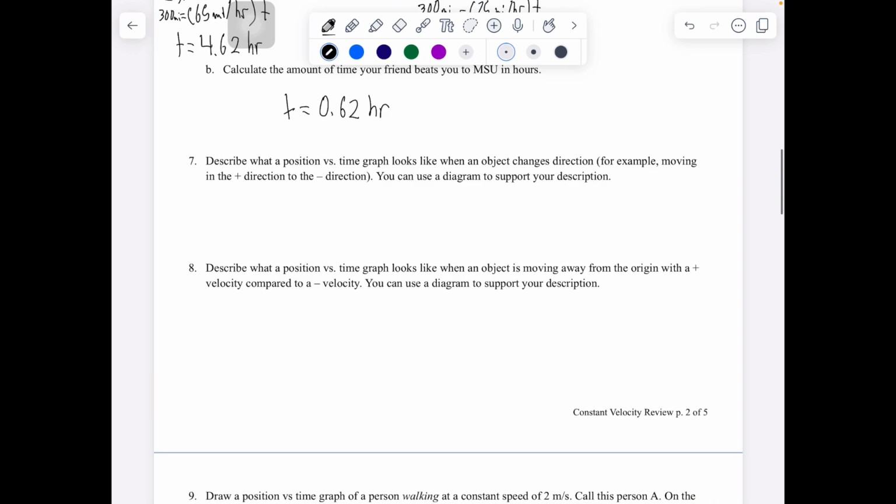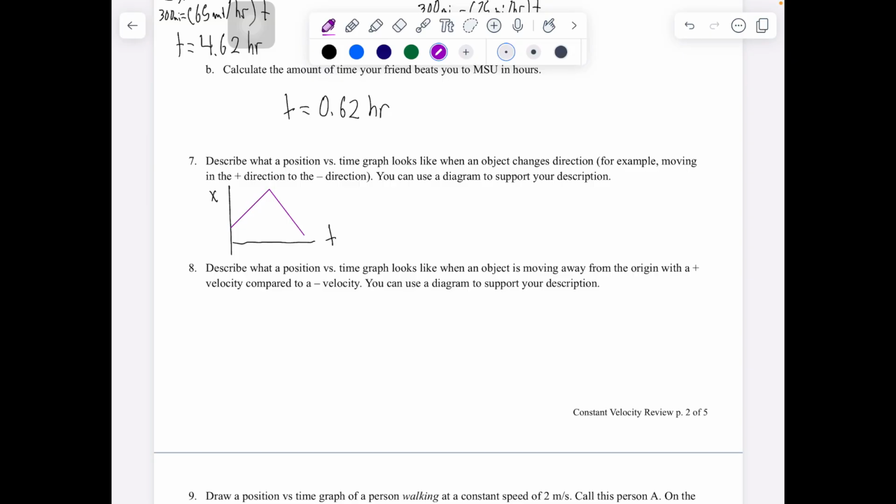Describe what a position versus time graph looks like when an object changes direction. Okay. For an object to change direction, again, if this is our position, this is our time, what that's really going to look like is kind of like a piecewise function, right? If we do our graph, say, in purple here, and we have this positive slope, we're moving upward, moving in the positive direction. If that slope becomes negative, then we know we've changed directions.